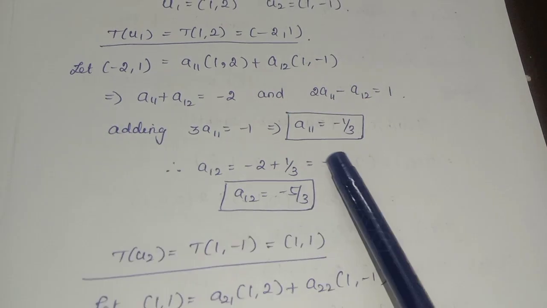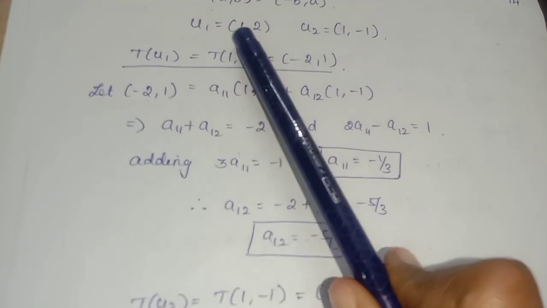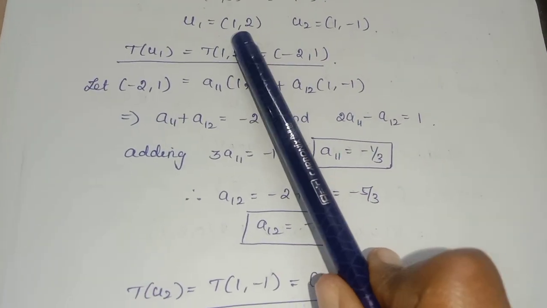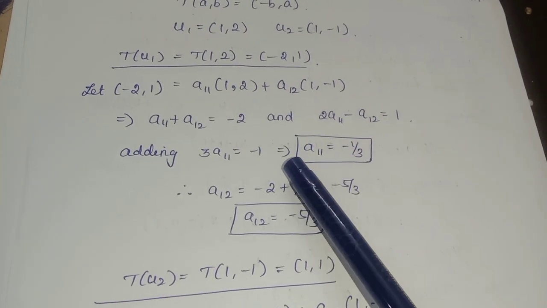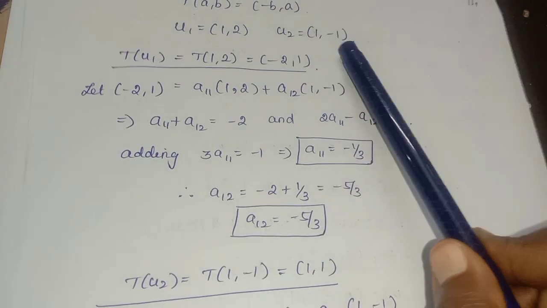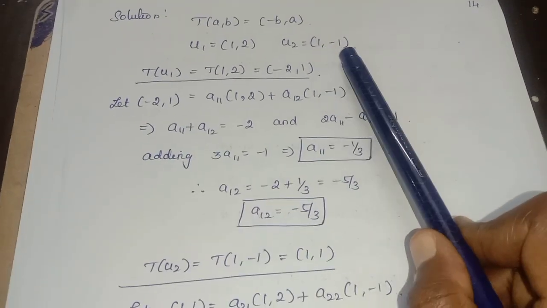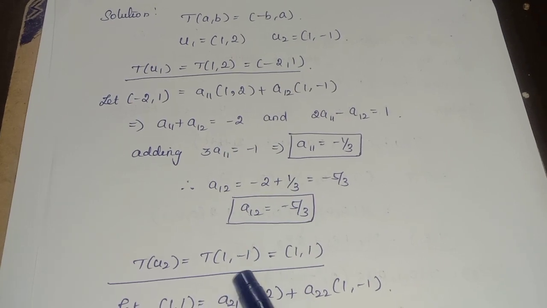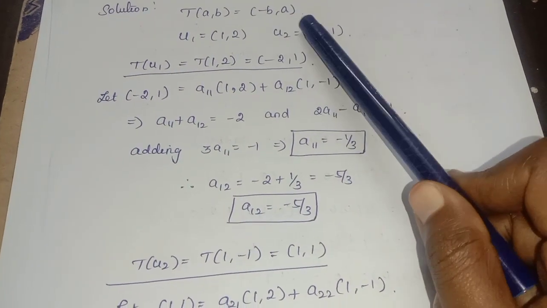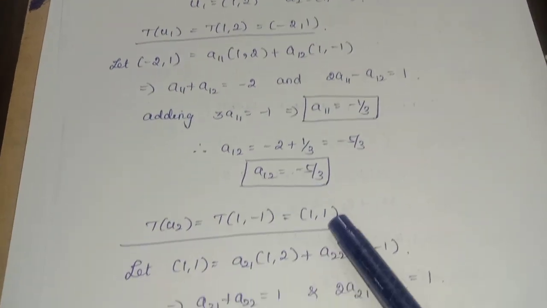Okay. So I found the image of the first vector and I wrote that image as a linear combination of the two vectors u1 and u2. Similarly, you have to proceed for the second vector. What is the second vector? 1 minus 1. So T of u2, the second vector, equal to T of 1 minus 1 equal to, what's the definition? Minus b comma a. So it will be 1 comma 1.